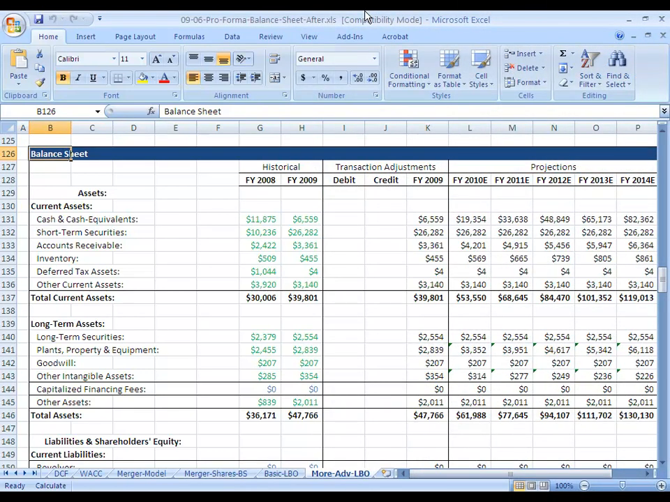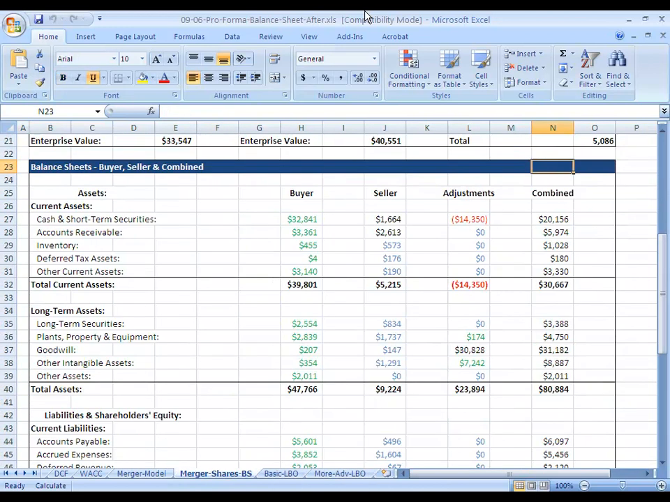In this lesson, you're going to learn how to make pro forma balance sheet adjustments in the context of a more advanced LBO model. Once again, this echoes something that we did in the merger model previously, where we combined the balance sheets for the buyer and seller, Apple and Research in Motion, in the case of the merger model. And in this model, we just made very simple adjustments.